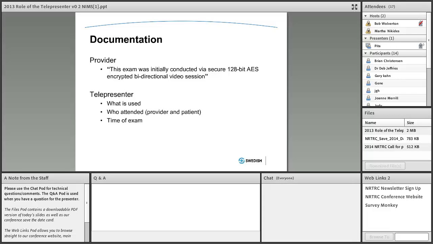And then documentation, and we have adopted a standard SMART phrase within our EMR where every progress note or provider note that's documented has the sentence there that talks about how it's a secure 128-bit AES encrypted bidirectional video session. And that's based off of the national standards. And having spoken with our risk management folks, that is what we chose to adopt, because it really is about what is the national standard out there.